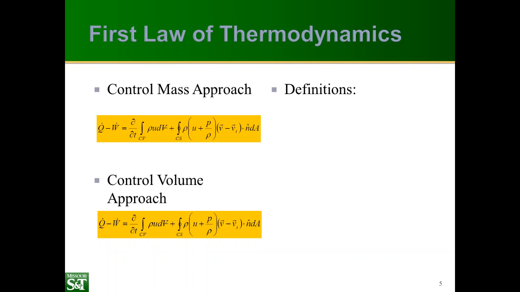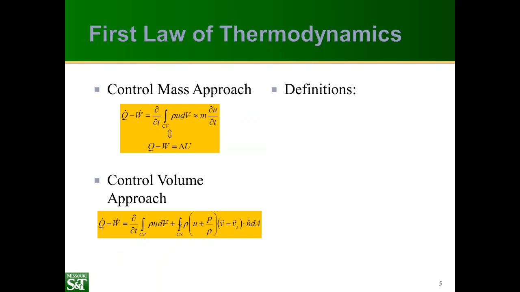The benefit to the control mass approach is that no fluid can cross the boundary of our control mass. So the velocity dot area term in the surface integral is 0, since there's no flow across that surface. And then we can integrate this over time to come up with the control mass version of the first law, which is total energy minus total work equals total change in internal energy.